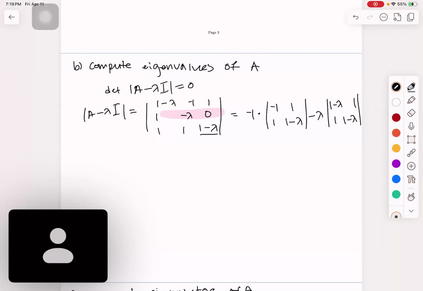From there, we get -1 plus lambda minus 1 minus lambda times 1 minus 2 lambda plus lambda squared minus 1. And that leaves us with 2 plus 2 lambda squared minus lambda minus lambda cubed.